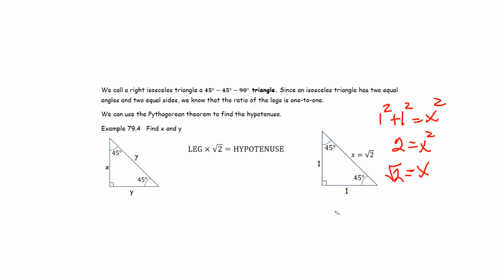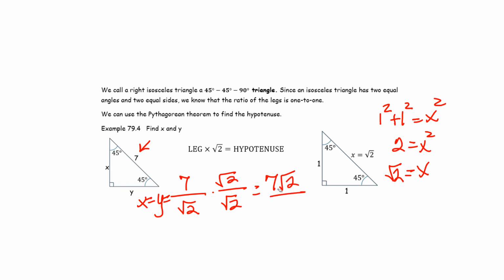So the relationship for a 45, 45, 90 right triangle is always 1 to 1 for the legs and 1 to the square root of 2 for the hypotenuse. So if you have a leg and you want to get the hypotenuse, you just multiply the leg by square root of 2. If you have the hypotenuse, like you do over here, you're going to have to divide by the square root of 2 to figure out what the legs are. So 7 divided by the square root of 2 is going to be x, or y, because x and y are the same. So we would multiply that by the square root of 2 over the square root of 2 to rationalize it. So in that triangle, x and y are both 7 square root of 2 over 2.